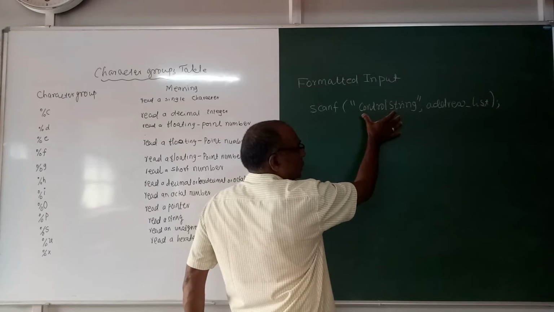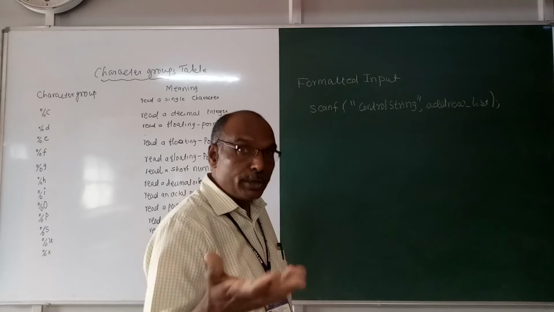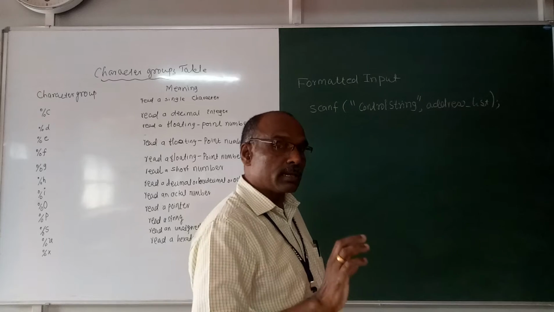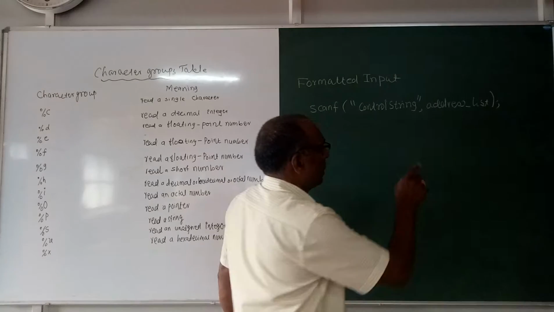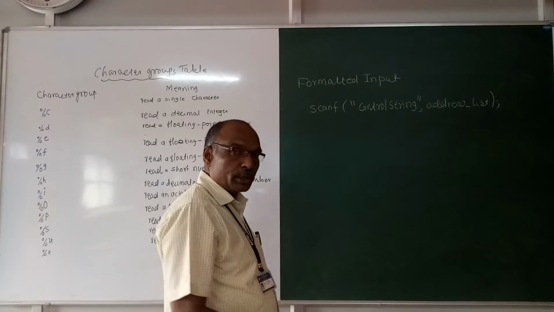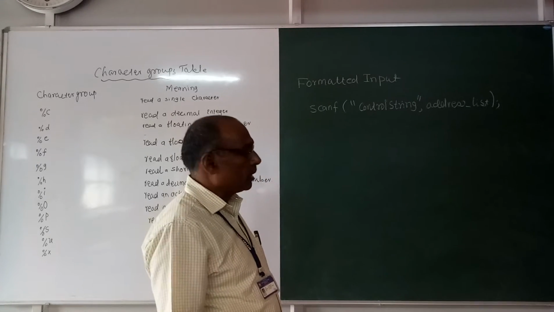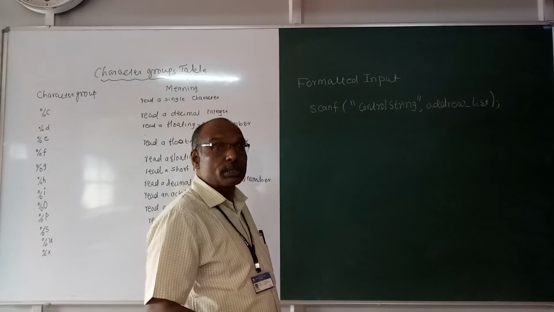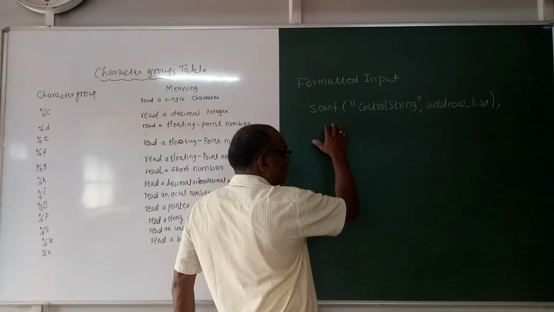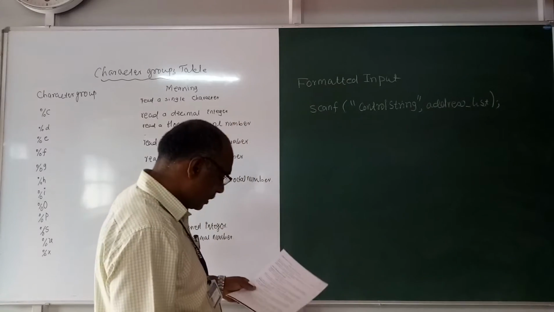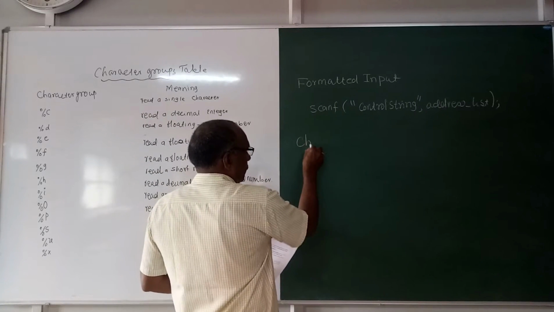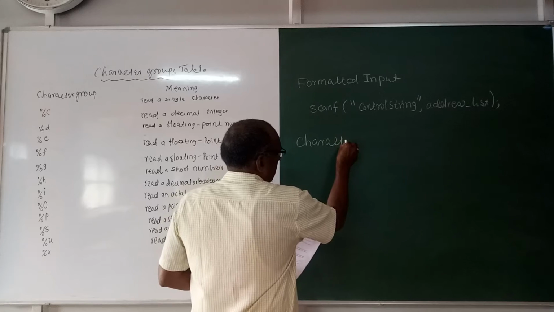Here in the control string, it may be an integer number, it may be a real point number. What are the possibilities? How to write it and how to match it with the variable list. It may be an integer variable, a float variable, a character variable or a string variable, or a constant, whatever it is. So we are discussing possible cases here with examples. Say character input.